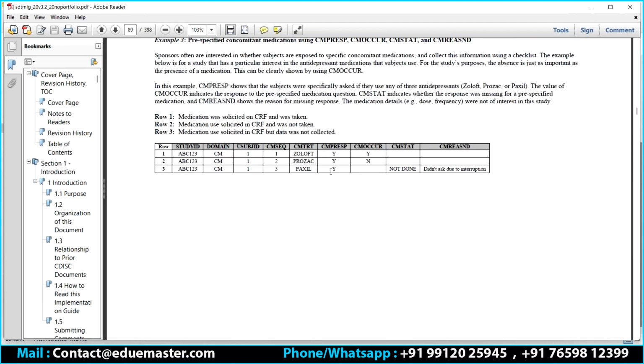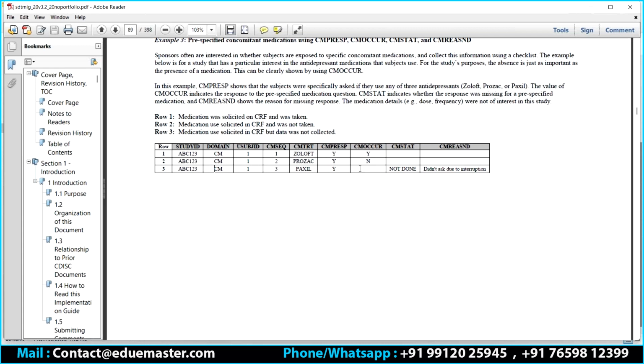Here you can see. Here also, this particular one, you can see the CM occurrence is the one that you need to understand, right? So you can see that here the occurrence is yes, here the occurrence is going to be no. Both of them are pre-specified only. All the three medicines are pre-specified only, right? But the first one, the occurrence is yes. For the second one, occurrence is no. Both of them will be mentioned in your CRF.